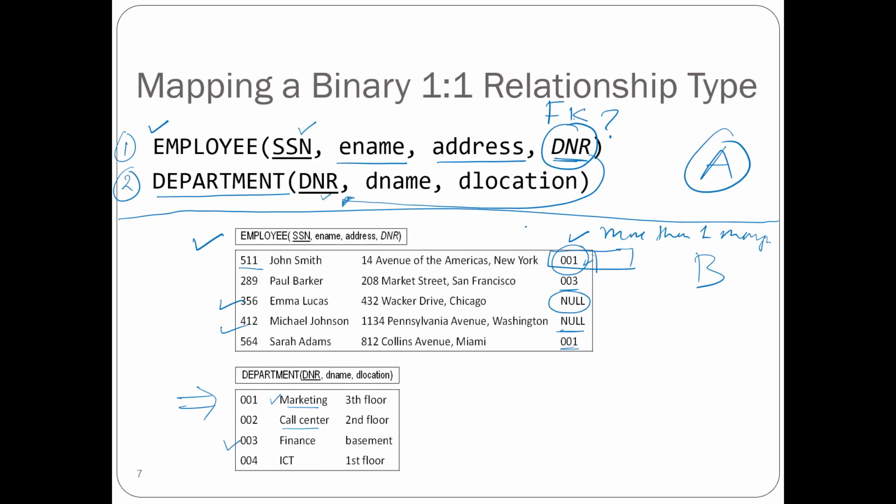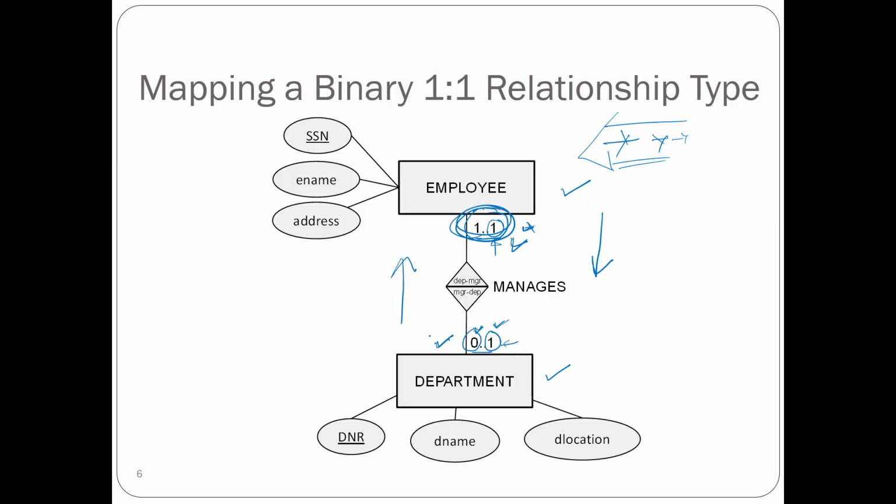But here, if you look at it, John Smith as well as Sarah Adams, what are they doing? They are supervising the same department, which is marketing, right? So in this implementation, these two cardinalities are not satisfied, right? One and only one. The cardinalities which we have on the employee side are not satisfied by this implementation.